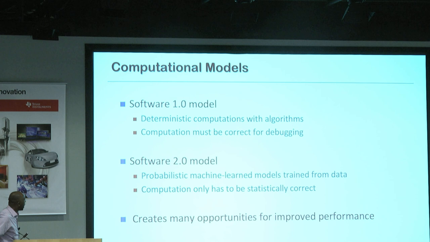In the software 2.0 model, you take these probabilistic models and train them from data, typically using stochastic types of algorithms to do the training. And so the computation only has to be accurate enough to meet the statistical requirements of the algorithms you're trying to run. This creates all of the opportunities that you can exploit in the ML space. Once I saw this, I said, this is an architect's dream, because there are all sorts of games you can play in architecture and in algorithms that make the architecture of the implementations easier.